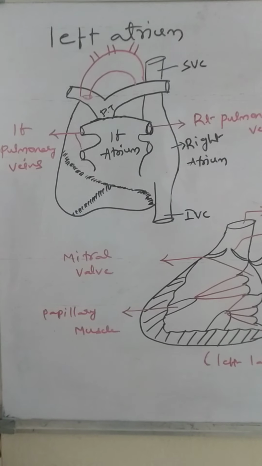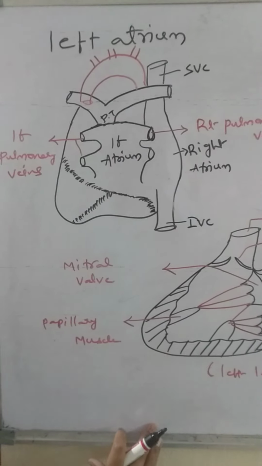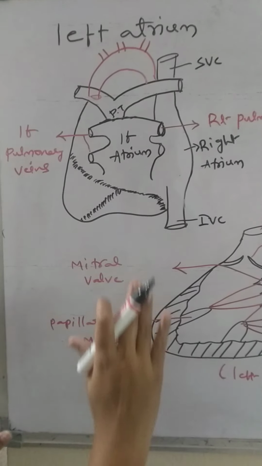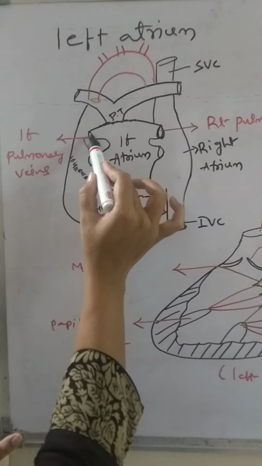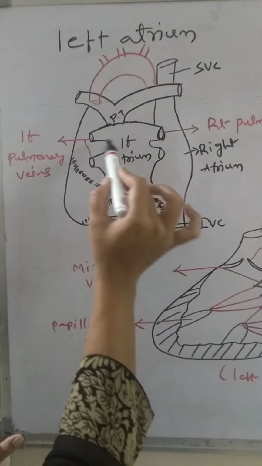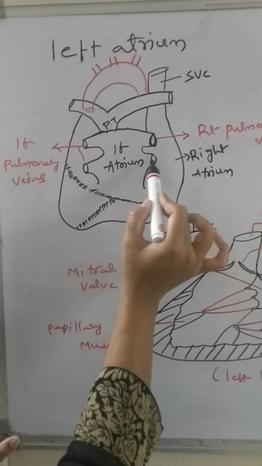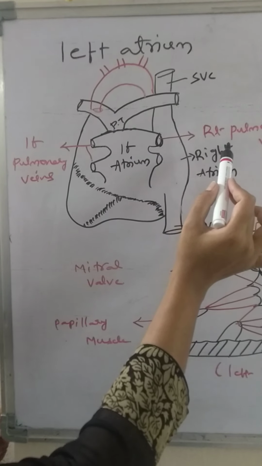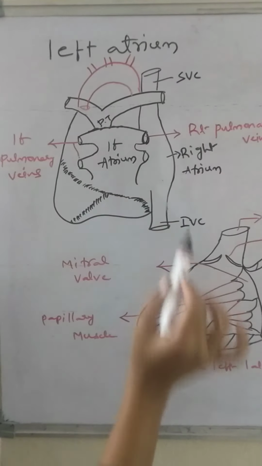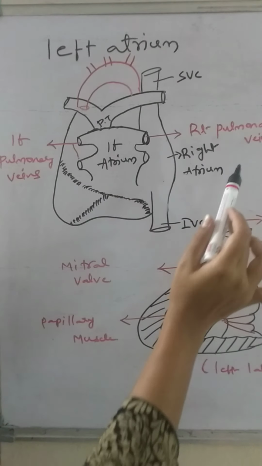Next, coming to the internal features of the left atrium. If you see the posterior wall, we will have four openings. These openings are for the right and left two pairs of pulmonary veins.